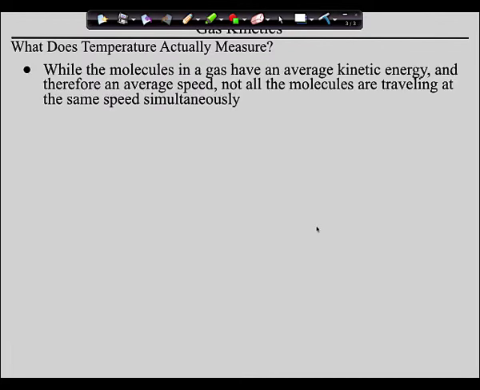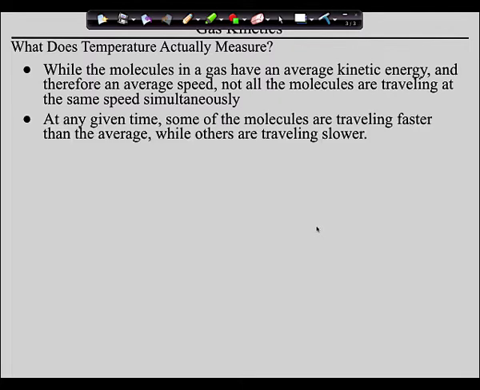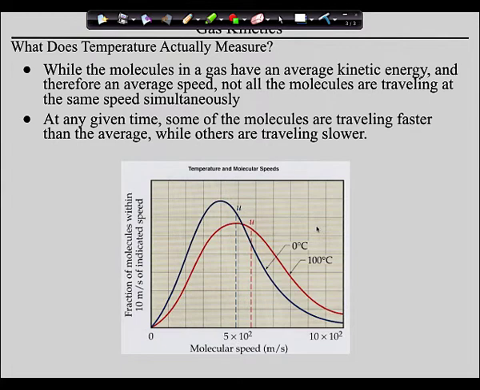Kinetic energy. Okay, so the idea then is this. Be careful what you write down. But we need to look at this graphically. The idea is that while molecules in a gas do have an average kinetic energy, not all the molecules are going the same speed. So at any given time, some of the molecules are moving faster, some are moving slower. So guys, what then is temperature a measure of? It's a measure of kinetic energy, which is reflected by average velocity.